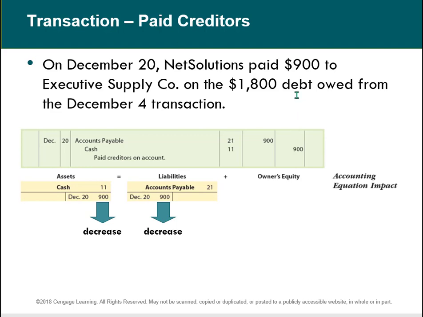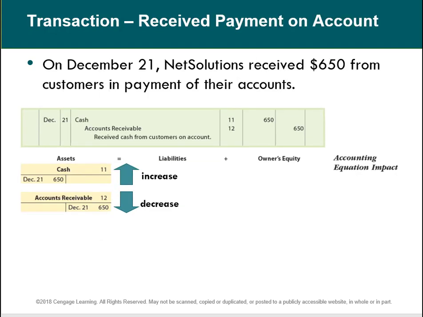Here we paid creditors. NetSolutions paid $900 to Executive Supply on $1,800 that they owed them. We're paying, so credit cash, and your debit would be to accounts payable. NetSolutions receives $650 from customers in payment of their accounts. Be careful which way the money is going in or out. If it's coming in, it was a receivable. If we're paying, it was a payable. That can be confusing, so be careful. So cash is debited for $650, and then we reduce the receivable by $650.